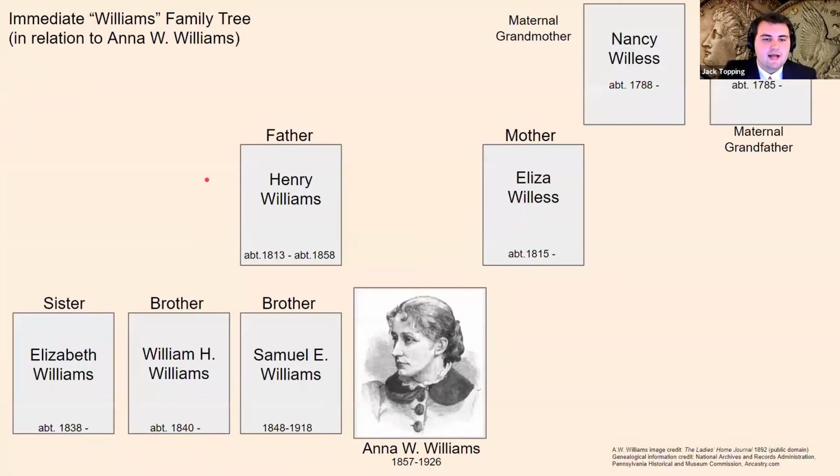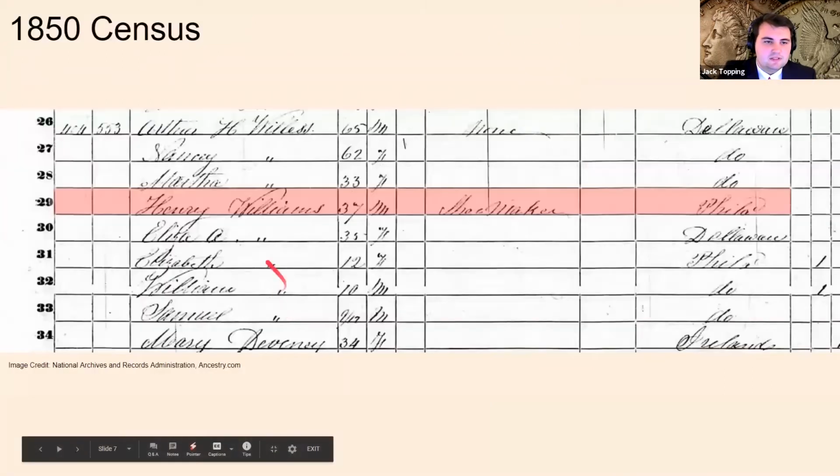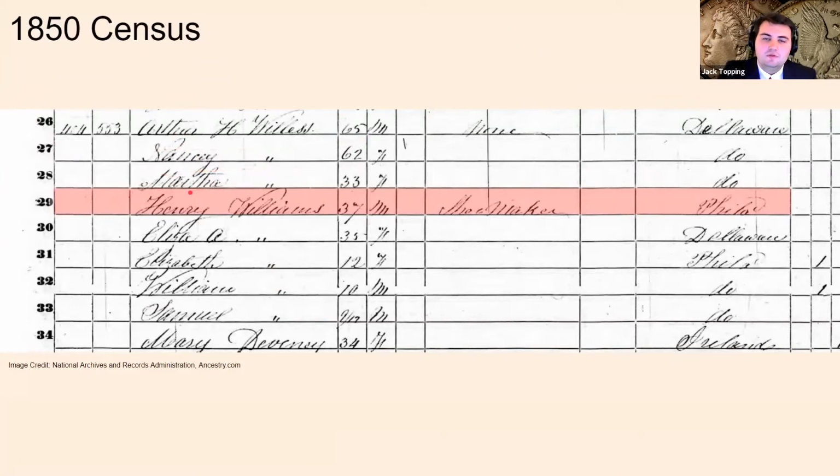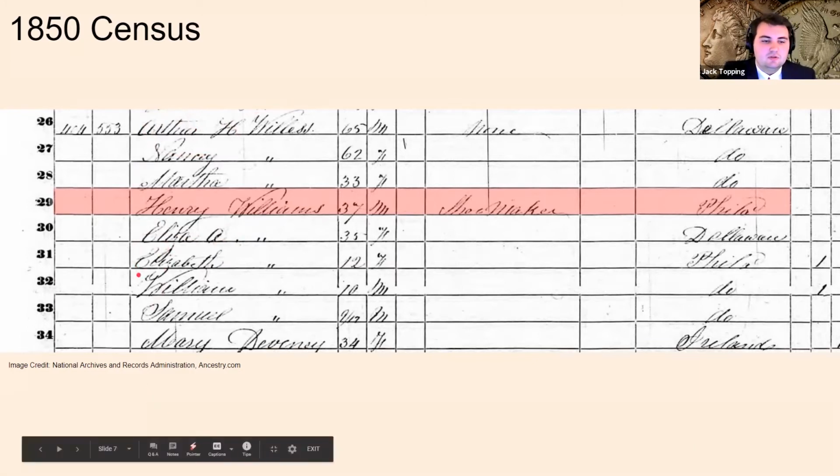So if we scroll back here, we can see Nancy, Arthur, her grandparents, her parents, Henry and Eliza, and then the siblings are listed here. So we can see Arthur, he's 65. Nancy, his wife, 62. Martha, who was not listed in that family tree, that's Eliza's sister. So in relation to Anna Williams, that would be her Aunt Martha. Here we have her father, 37, who was living with them at the time of the census. So Henry and Eliza are living with the rest of the Willis family in the same household. And we can see Eliza's children, Elizabeth, William, and Samuel. And then we have Miss Mary here, who was born in Ireland. She was also living with them at the time.